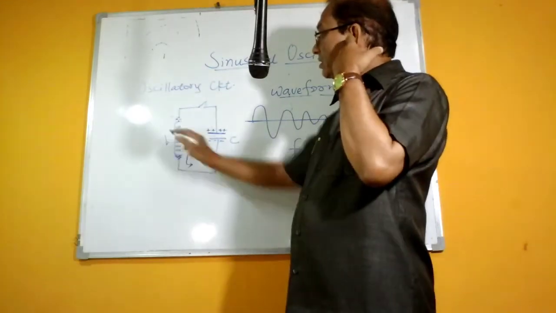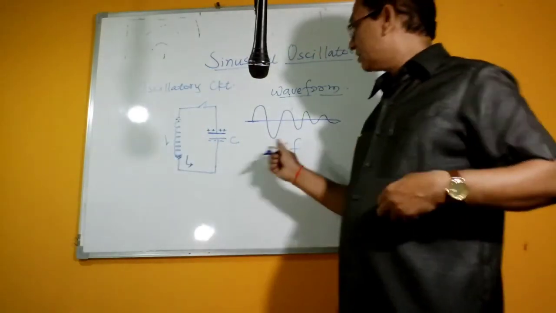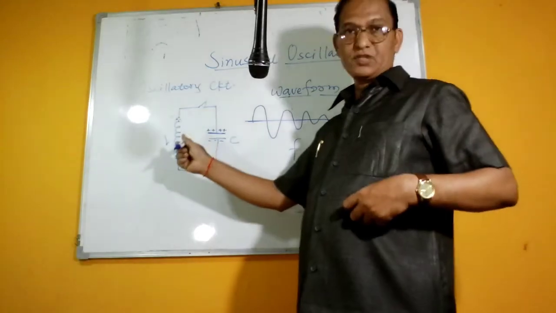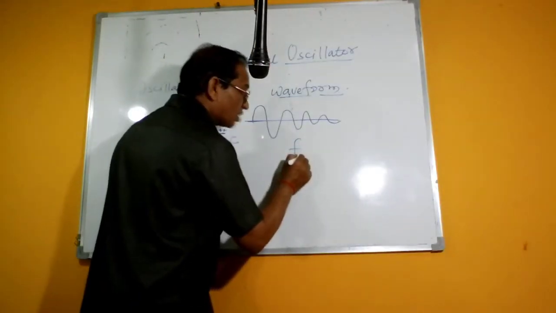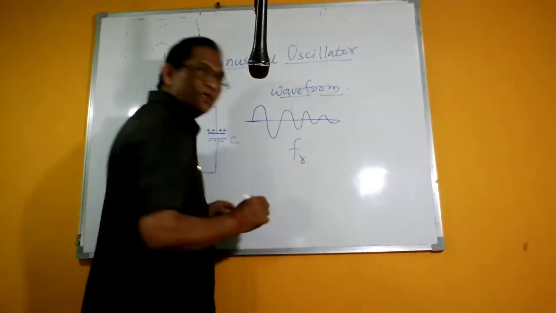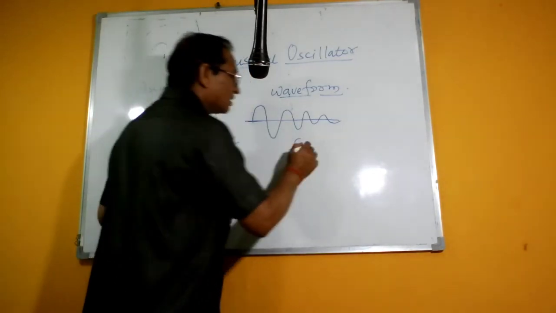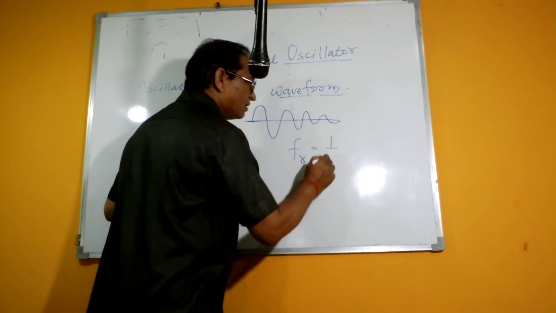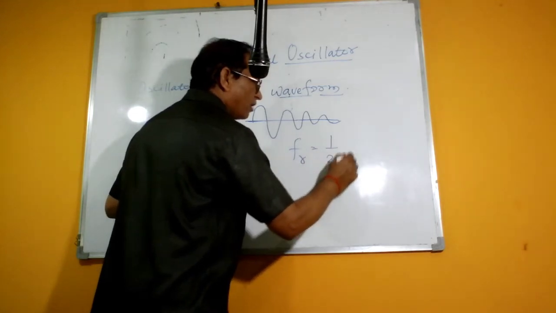So the frequency is determined with the help of the constants L and C. Here we calculate the resonant frequency, or natural frequency, of this oscillator, in the form of 1 upon 2 pi under root of LC.